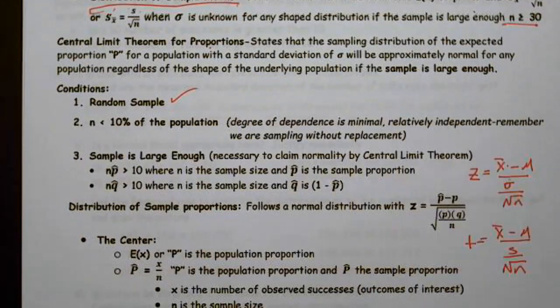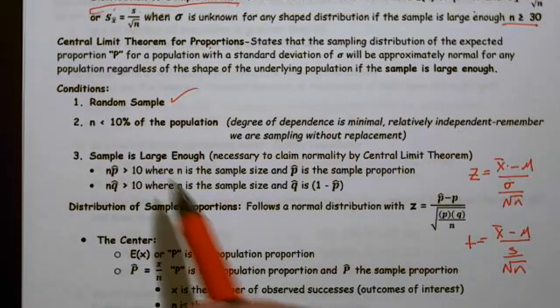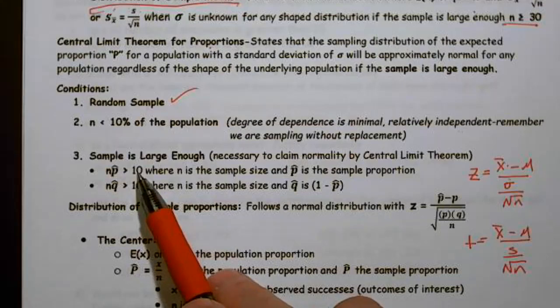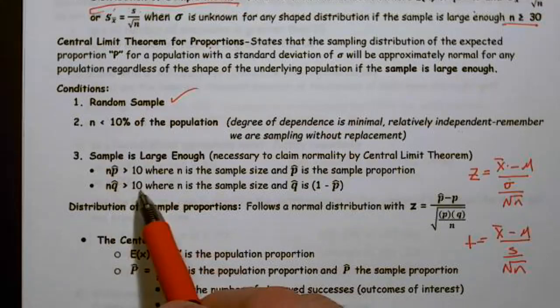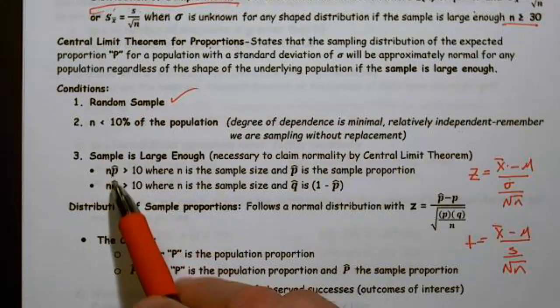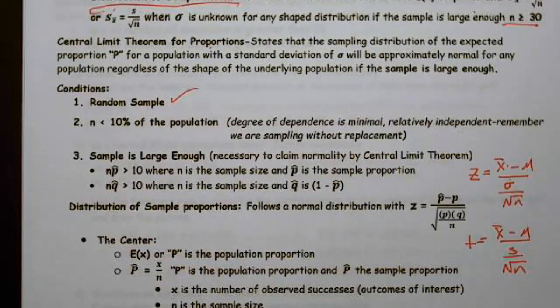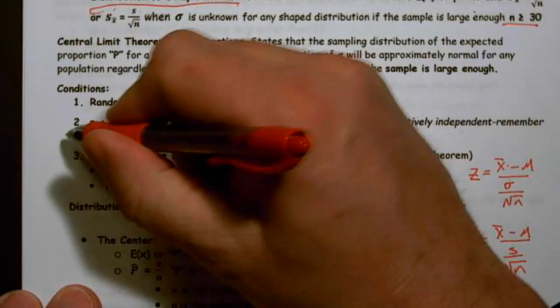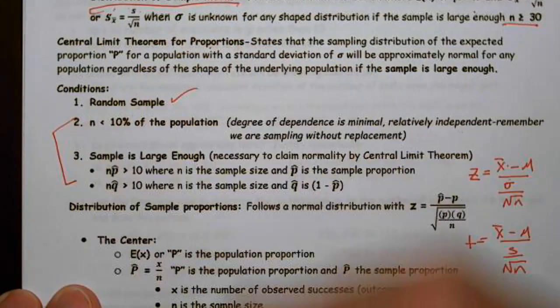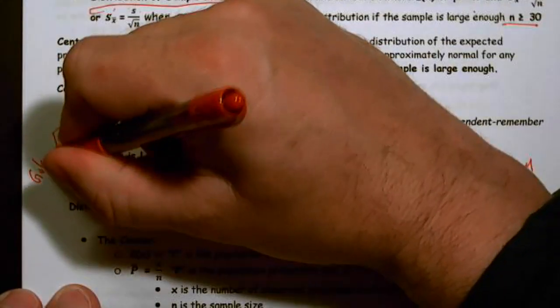Remember, we're sampling without replacement. We have the giant pile of M&Ms. We're taking one away. Percentages are technically changing, but only slightly, so the impact is minimal. And then we have to be large enough. So np has to be greater than 10, and nq is also greater than 10. Notice I used p hat and q hat. Basically, that means from our sample. The hats represent from the sample. p and q are from the population. I like to call these the Goldilocks.